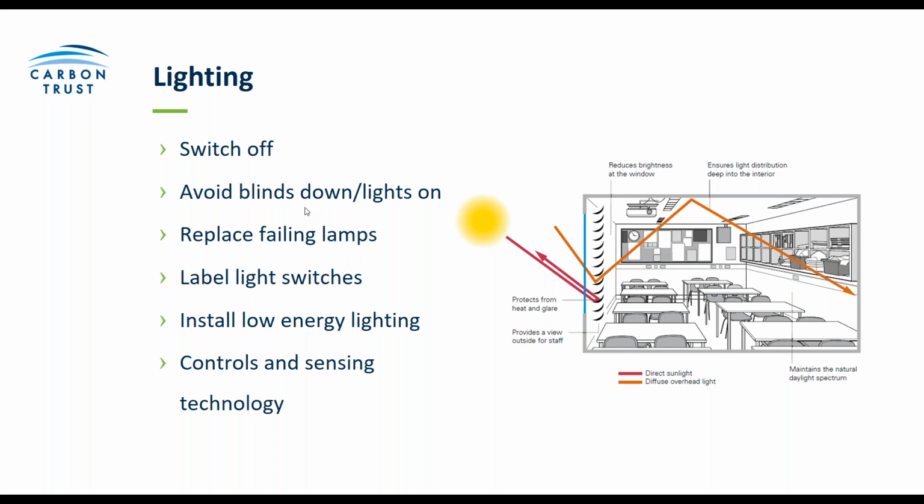So things like, if you have manually switched lighting, does it make sense to have that automatically controlled, either based on the occupancy of the room or the amount of natural daylight that's coming in via the windows, or maybe even a combination of both of those things?